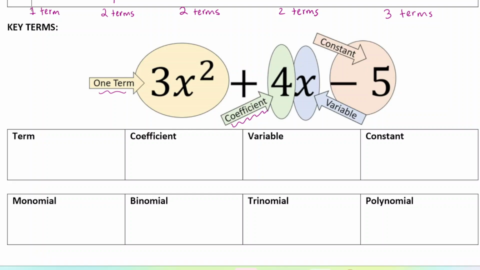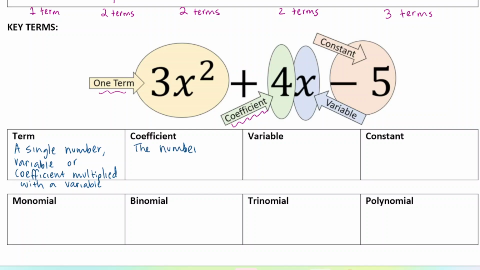Or actually, let's fill out this little table. A term is a single number, variable, or coefficient multiplied with a variable. The coefficient is the number that's multiplied to the variable.